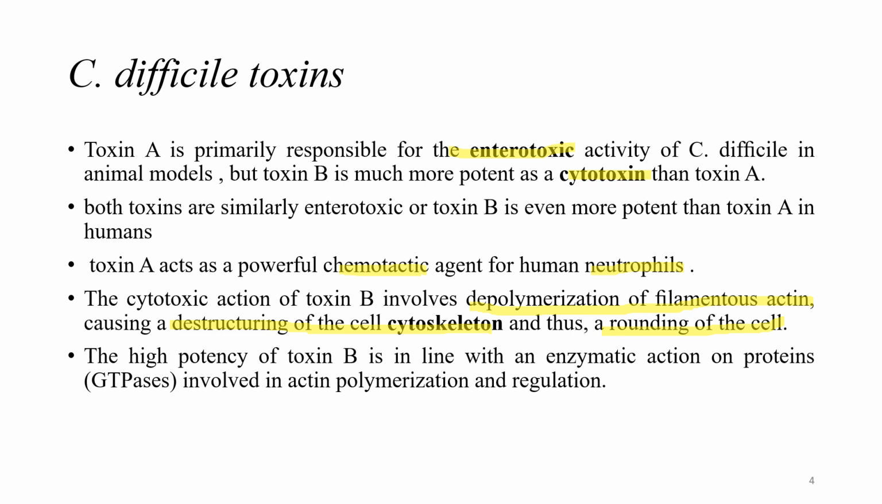But how does toxin B exert its destructive effect? Toxin B exerts its effect through interrupting the activity of a group of enzymes called GTPases, which are involved in actin polymerization and regulation.